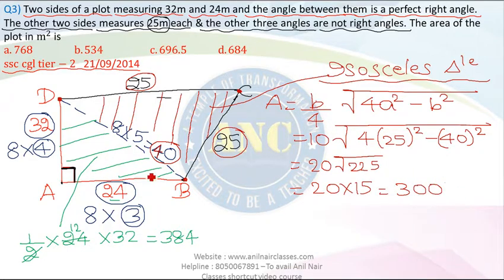That means the green color area is 384. The brown color area is 300. Total area is 384 plus 300, which is nothing but 684.